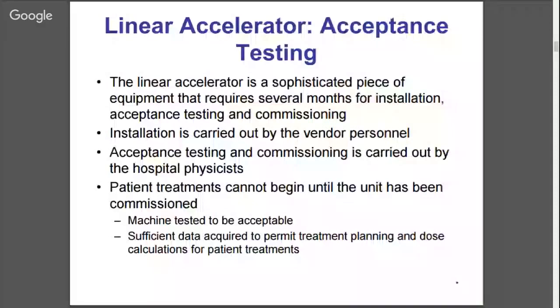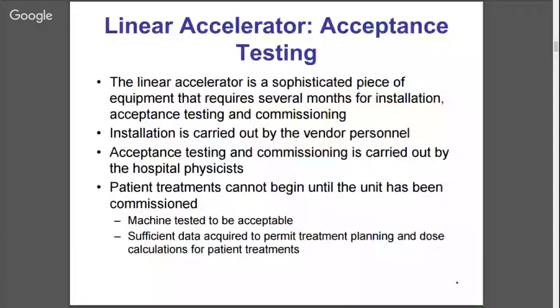So the linear accelerator is a sophisticated piece of equipment that requires several months for installation, acceptance testing, and commissioning. And this is particularly true for some of the modern TrueBeam type accelerators that have multiple photon energies, multiple electron energies, and have the capability to deliver quite complex treatments such as stereotactic body radiotherapy.